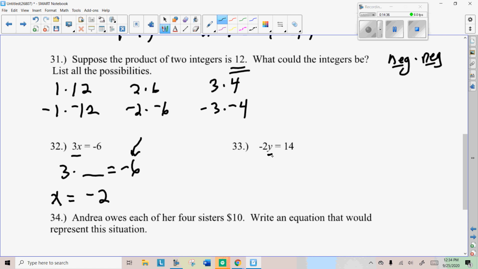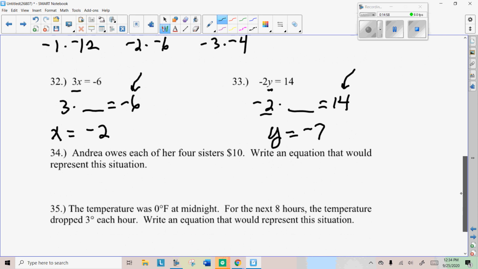Thinking ahead here, go ahead and you try and figure it out. Negative 2 times what number gives you 14? Now we have a positive here, we have a negative here, so we need a negative times a negative to get a positive. And that should tell you that y equals negative 7. Okay?